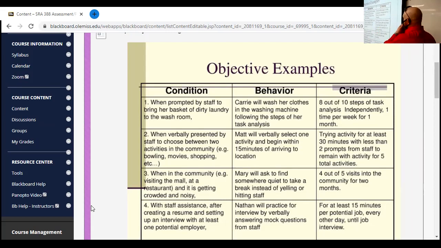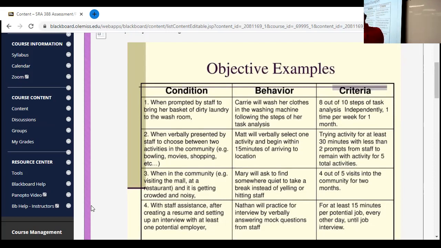The condition: when prompted by staff to bring her basket of dirty laundry to the washroom. That is when. When does it start? What kicks it off? That's the condition. When prompted to bring her basket. So the behavior is what she's actually going to do. What is she going to do?